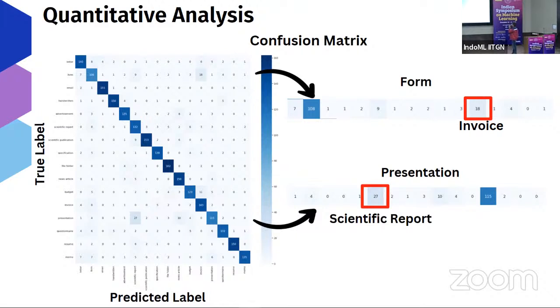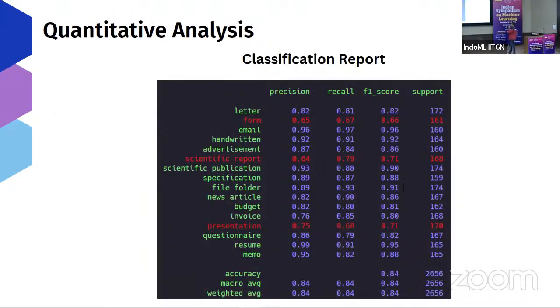Form and invoice, in general, have a structure with 2 columns, where the first column has some keys and the corresponding values. Since form and invoice have a similar structure, the model may be confused because of it. And this is the classification report for the same experiment. It shows all the metrics for each class, and overall form, scientific report, and presentation have the least performance out of all the classes.